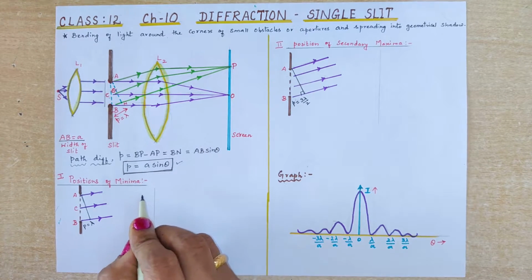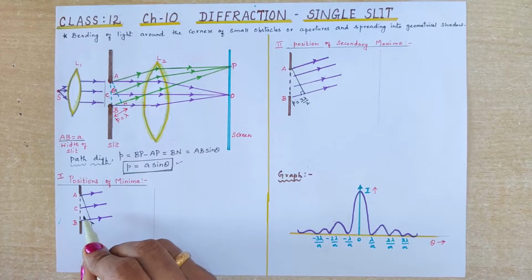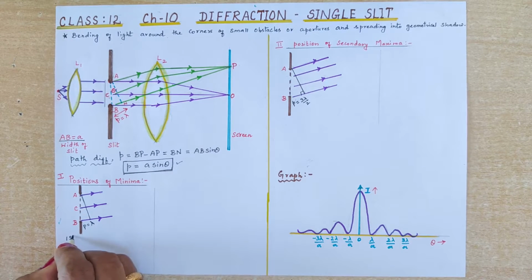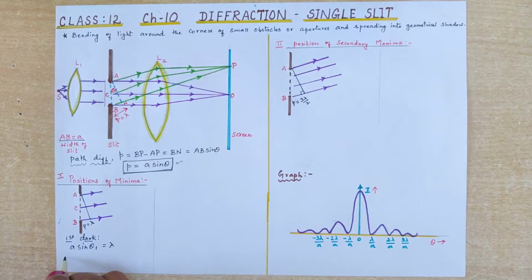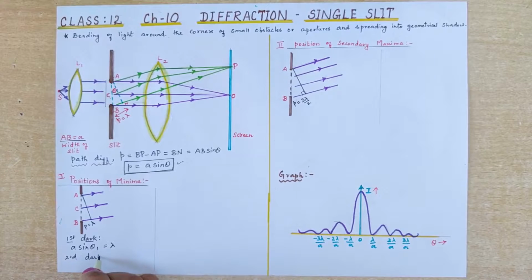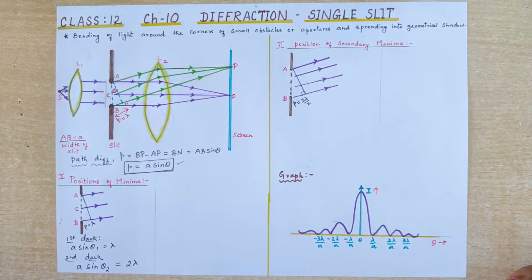Therefore, we have to calculate the position of minima which is formed due to splitting this slit into two halves. So, we are writing here for the first dark fringe, the formula a sin theta 1 is equal to lambda, and in a similar way we can also write for the second dark fringe: a sin theta 2 is equal to 2 lambda. In the similar way for the third dark fringe at the point P it is going to be 3 lambda, for the fourth it is going to be 4 lambda.